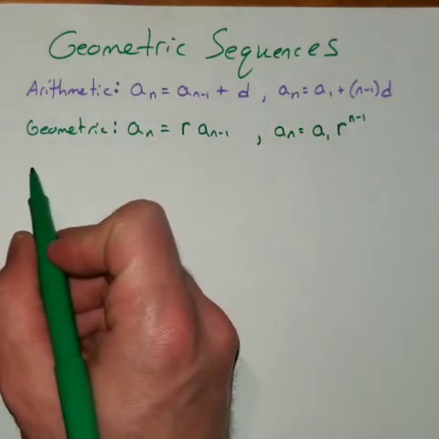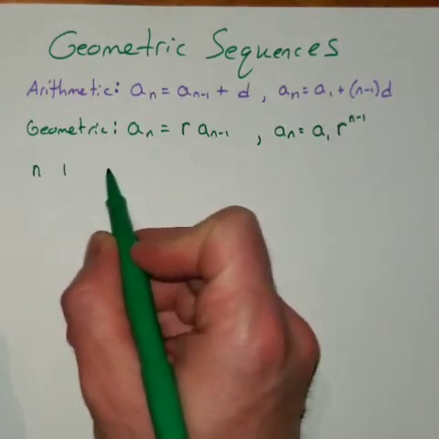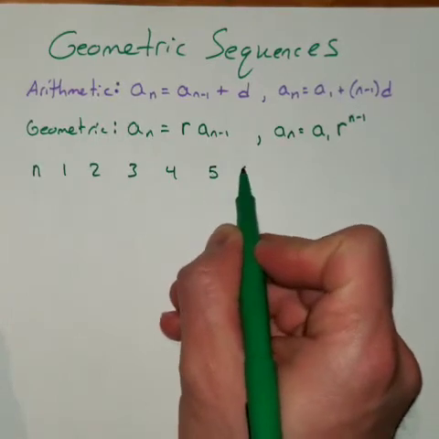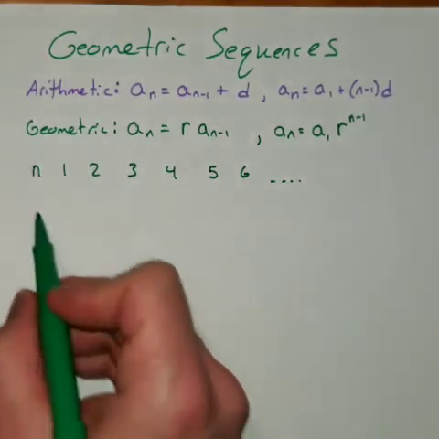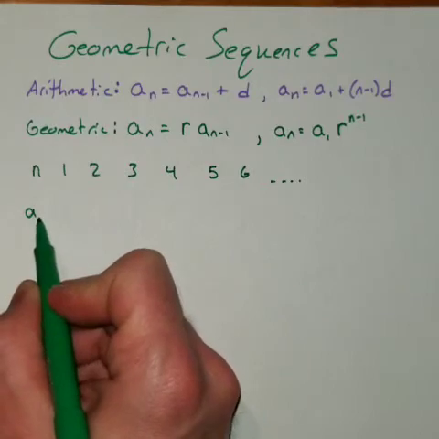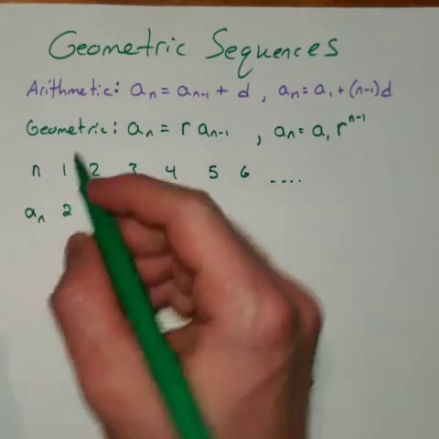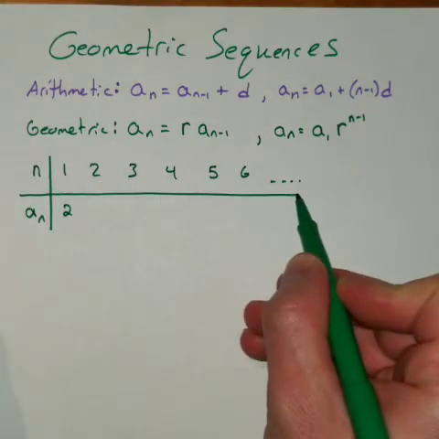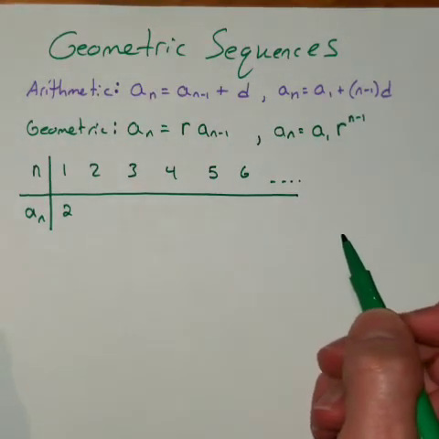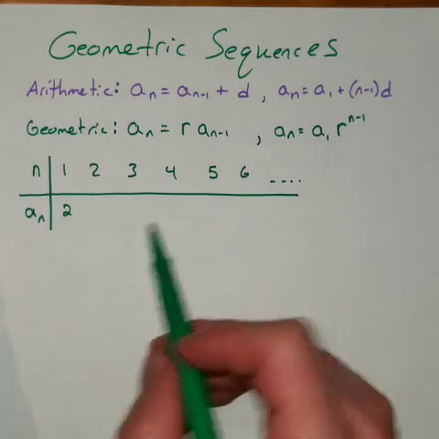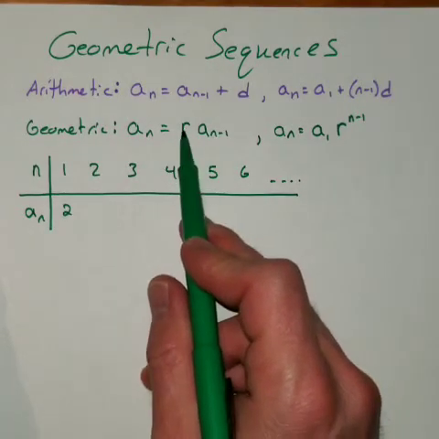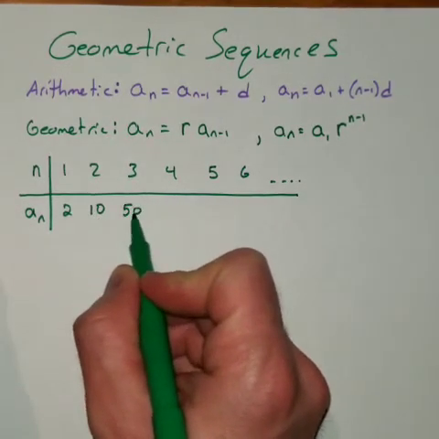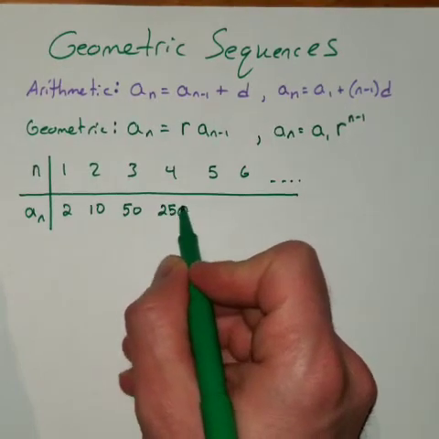In the last video, we talked about the example where the n values, again, are 1, 2, 3, 4, 5, 6, and then they keep going. And then the a sub n's, in the last video I started off with a 2, and we made it increase by 5. Well, here I'm going to multiply by 5, to show you how this works out. So instead of adding, we're going to multiply. Multiply by 5, you get 10. Multiply by 5, you get 50. Multiply by 5, you get 250.